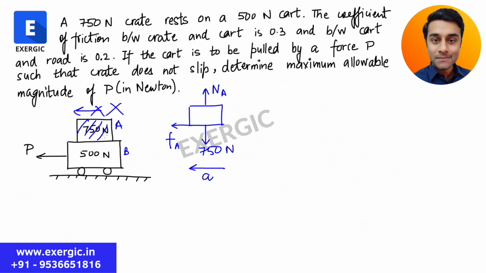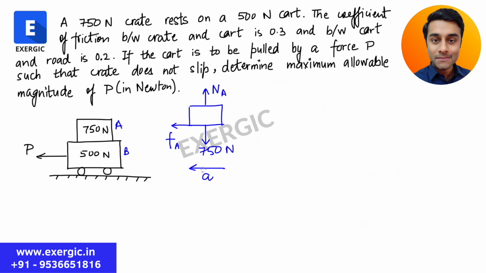We know that the 500 Newton cart is moving. It is gripping the 750 Newton crate, which is also moving. You have to tell that point when it starts to slip backward. That point you have to tell. Are you getting it? So acceleration is existing if I talk about any general case right now.